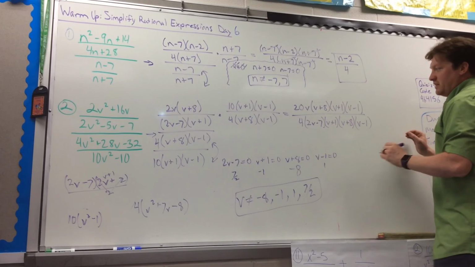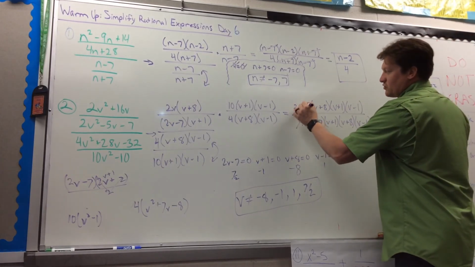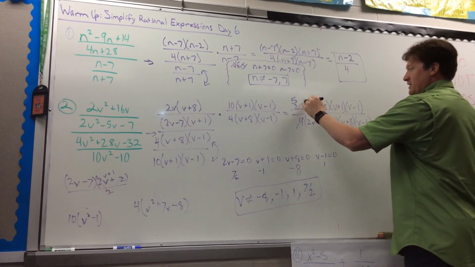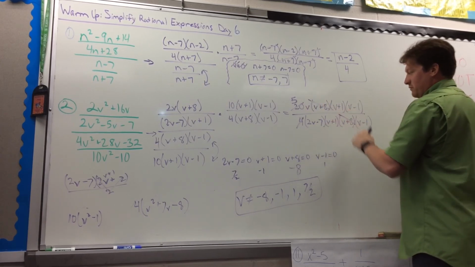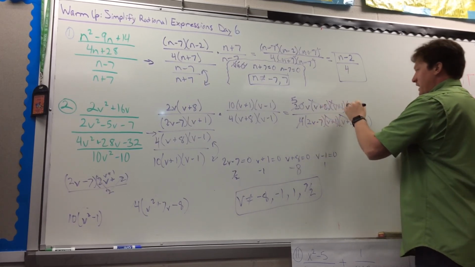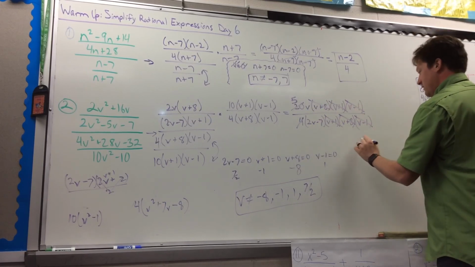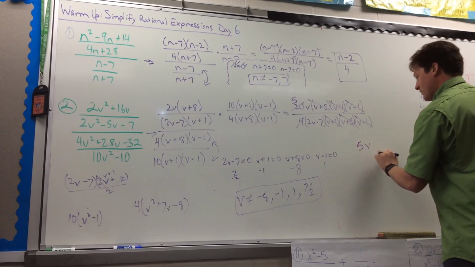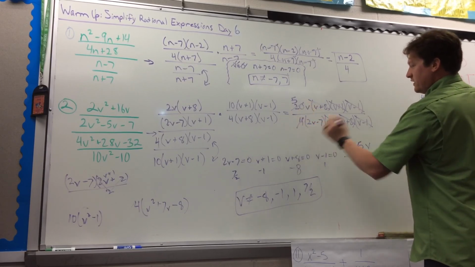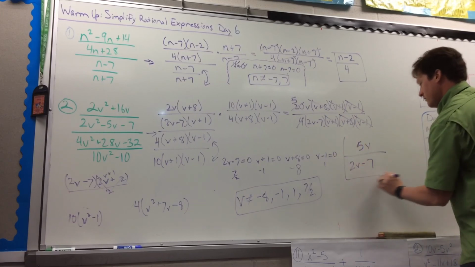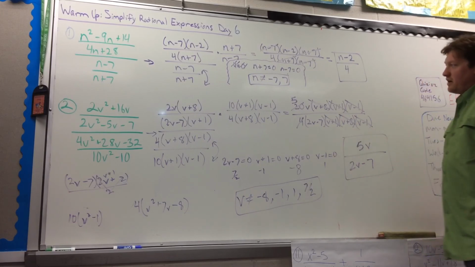Now we need to start crossing things out. 4 is going to cancel. This 20 changes to a 5. Nothing can cancel with the v. I've got a v plus 8, that goes away down there. v plus 1, that goes away. v minus 1, that goes away as well. We're left with 5v over 2v minus 7. That takes care of our warm-up for today.